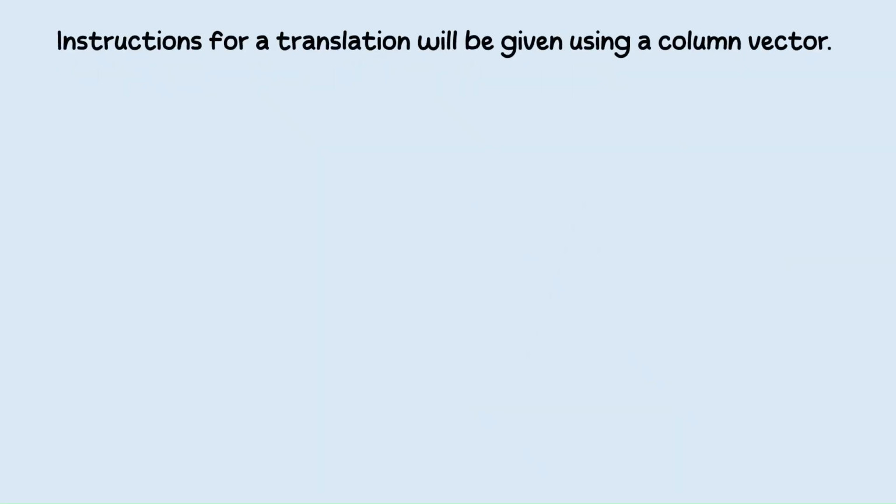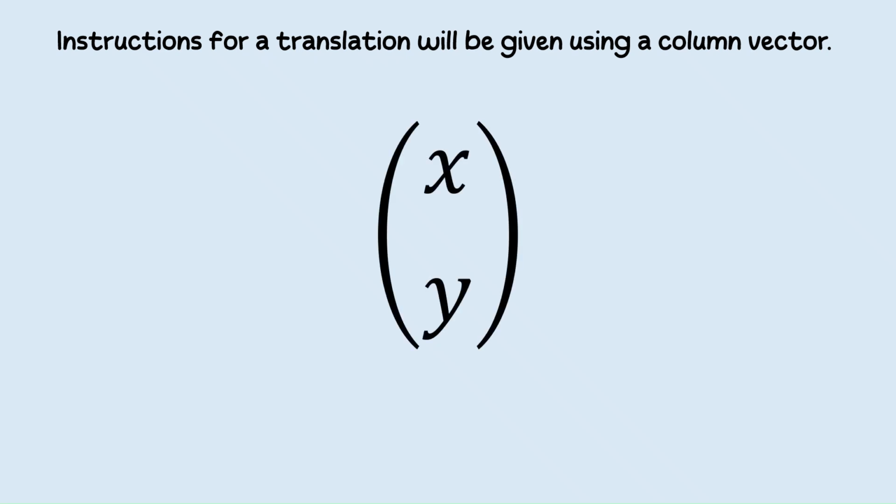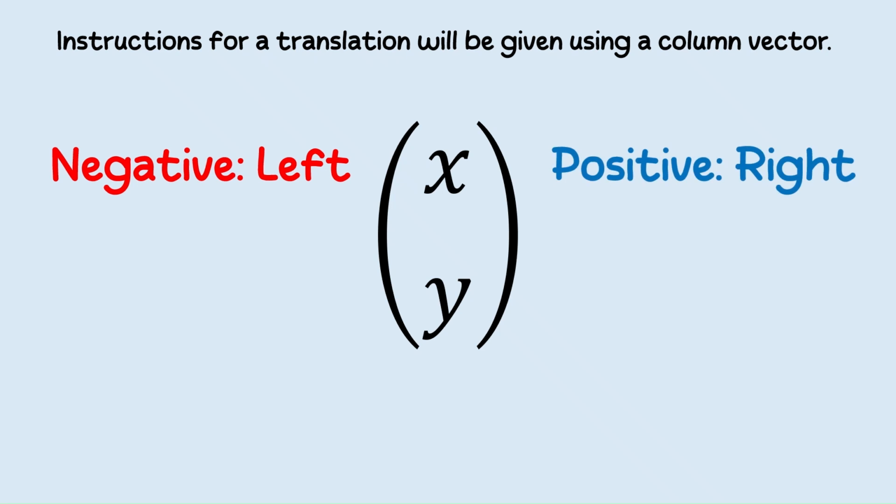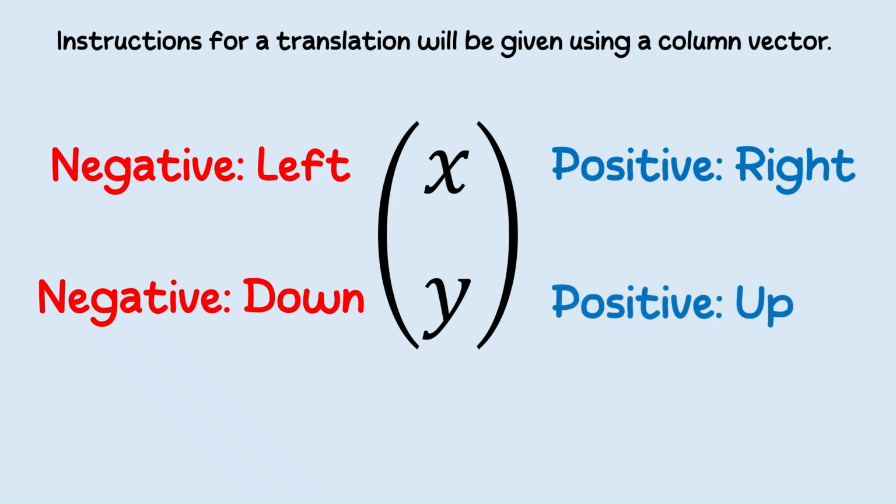The instructions for a translation will always be given using a column vector, and a column vector looks like this, where we have a pair of brackets and two numbers one on top of the other. Our first number describes how far left or right we are moving. If this number is negative, we are moving to the left. If the number is positive, we move to the right. The second number describes how far up or down we are moving. If this number is negative, we move down. If this number is positive, we move up.